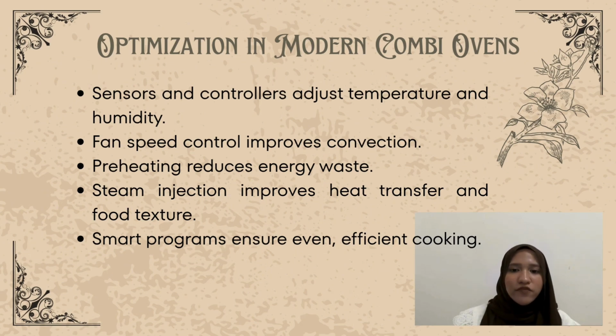Lastly, combi ovens also have smart programmable settings. These programs are designed based on different types of food, so the oven can automatically choose the best temperature, humidity, and fan speed. So modern combi ovens are more efficient, save time, save energy, and improve food quality. That's all from me.